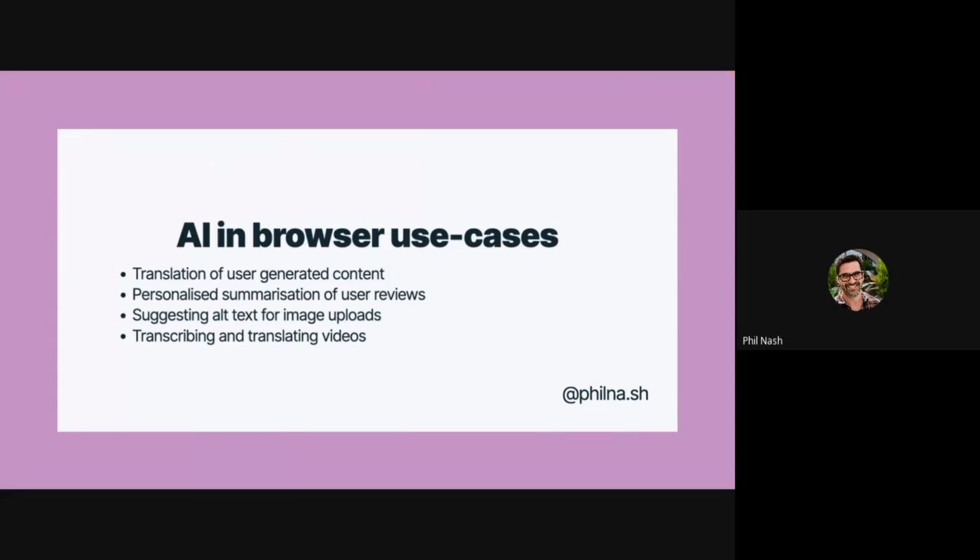I like the idea of suggesting alt text for image uploads. That should be a thing in every browser, to help people make things more accessible, and the multimodal prompt API can allow us to do that. And then transcribing and translating videos, all of that kind of stuff, is very expensive to do on the server and very cheap if you're using somebody else's machine to do it.